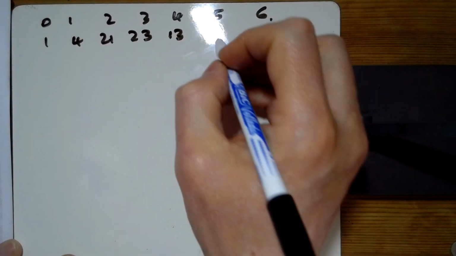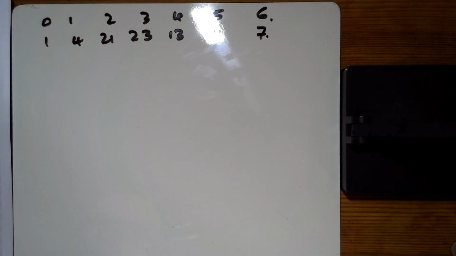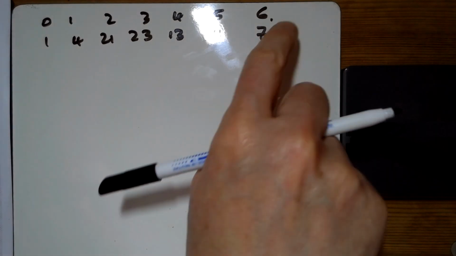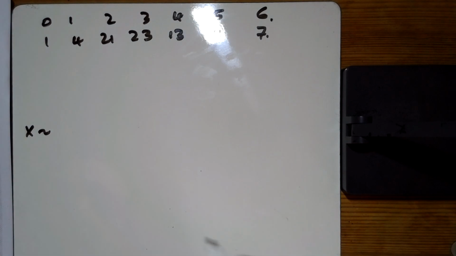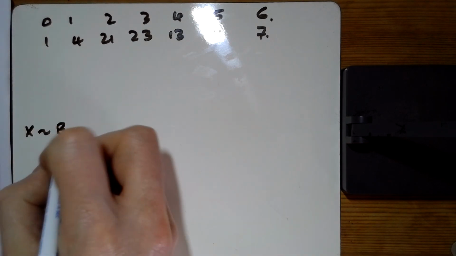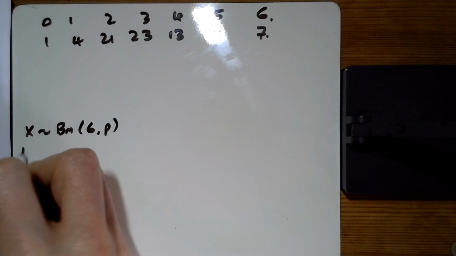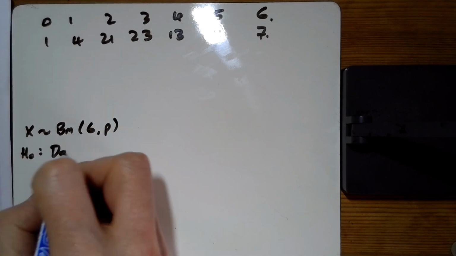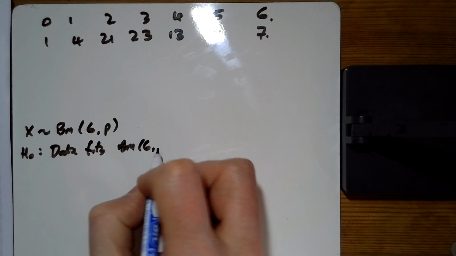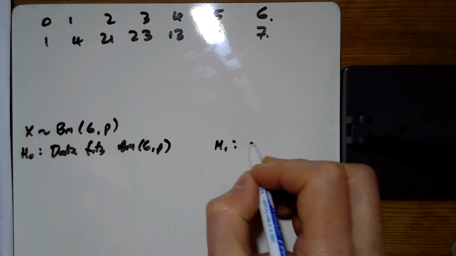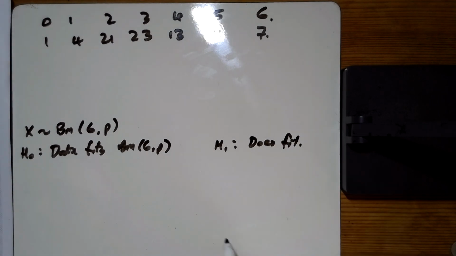So for question 4, we've got our chi-squared tests. Liam thinks that they originally planted 6 of them, and some of them have survived. So I'm thinking he's testing whether it's a binomial 6p, and H0 would be data fits binomial 6p, and H1 is it doesn't fit. You'd write that a bit clearer than me.